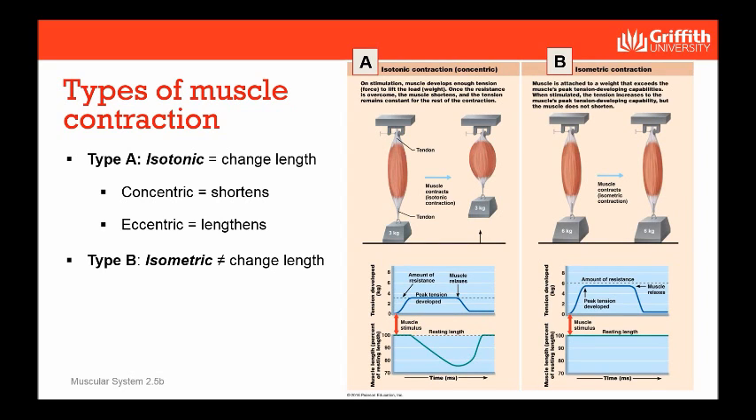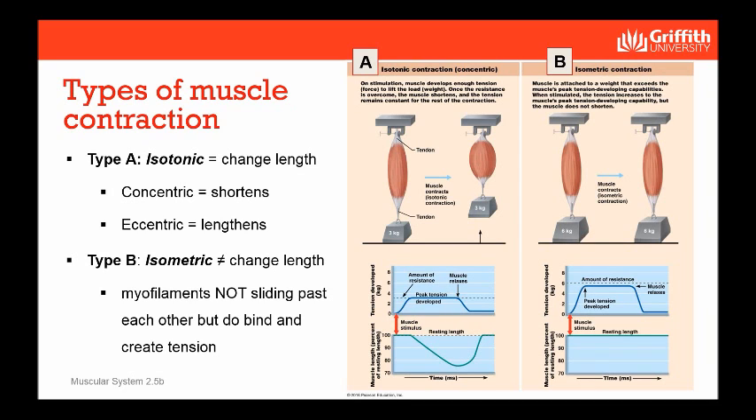An isometric contraction does not change muscle length during the contraction, even though tension is developed. The myofilaments do bind and form cross bridges and create tension, but they do not slide past each other, so the muscle neither shortens nor lengthens. An isometric contraction occurs if the load is greater than the force the muscle is able to develop. For example, trying to lift a car with one hand would create an isometric contraction in the biceps muscle.